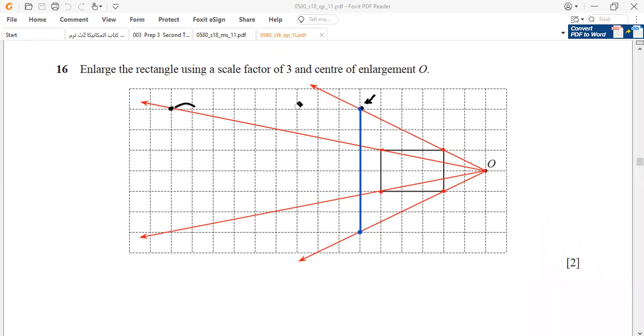You can remove this. Now you can connect through all the sides of the enlargement like that. Now we made this enlargement by the scale factor 3 with center the point O. Okay.